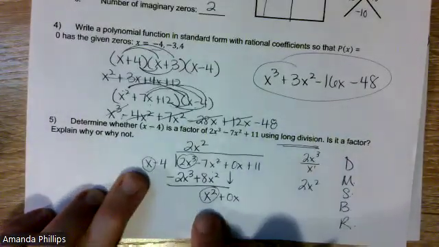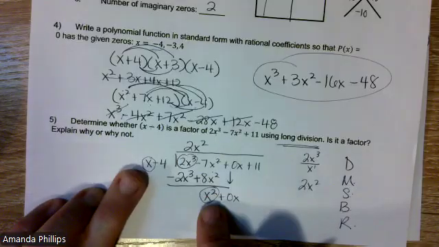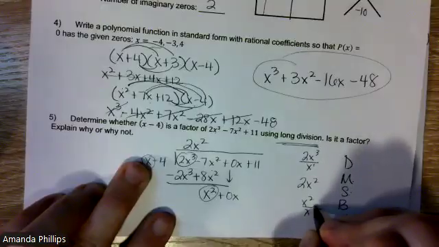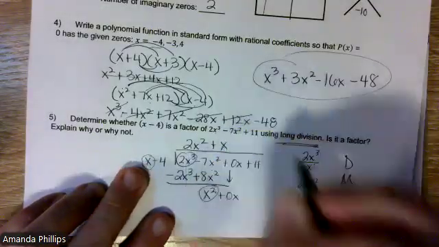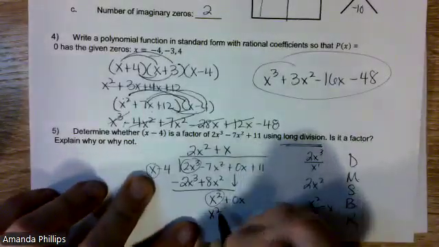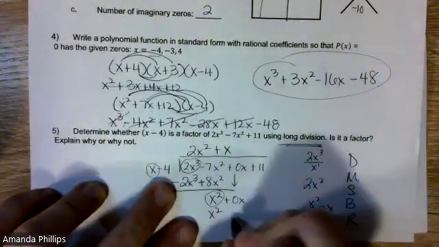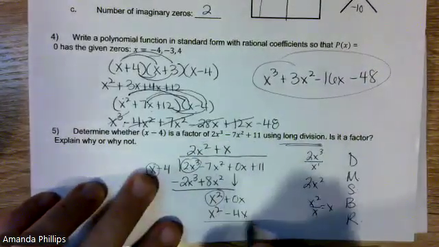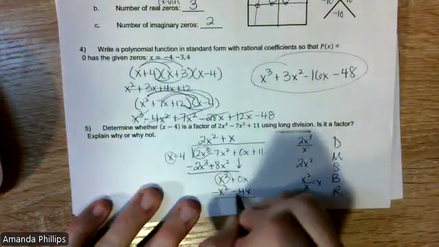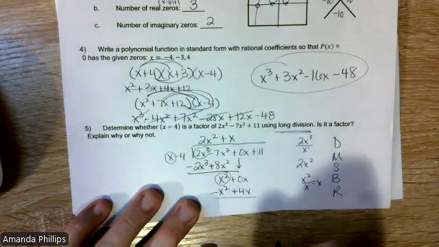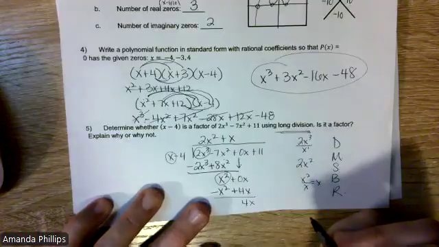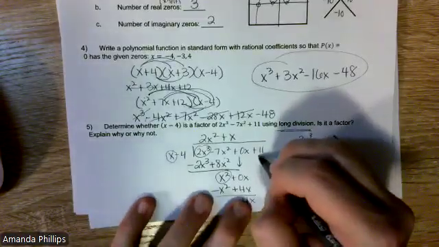First terms only. Divide. X goes into x squared, or x squared divided by x is x. Okay, now we multiply. X times x is x squared. X times negative 4 is negative 4x. Now we subtract. Change the sign. X squared minus x squared. 0 plus 4x is 4x. Okay, and then I bring down.